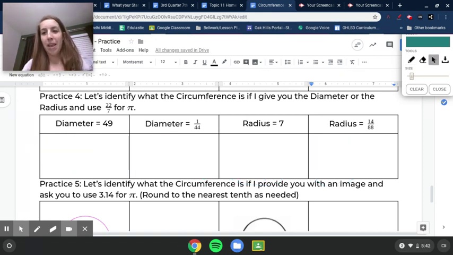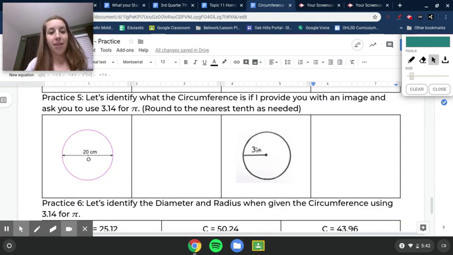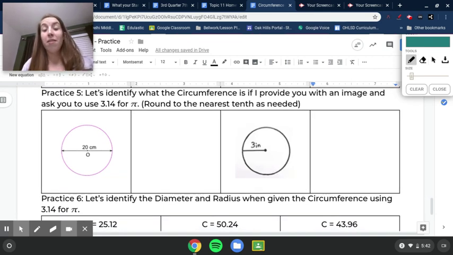All right, let's move down to practice 5. This time they're just giving me 2 images to solve. Okay, let's identify circumference if I just give you an image. All right, they tell me to use 3.14 for pi. Round it to the nearest tenths, just like we were doing before.